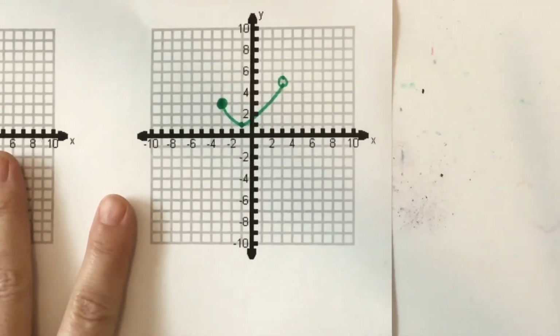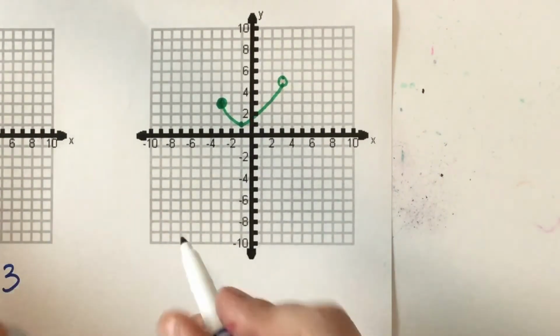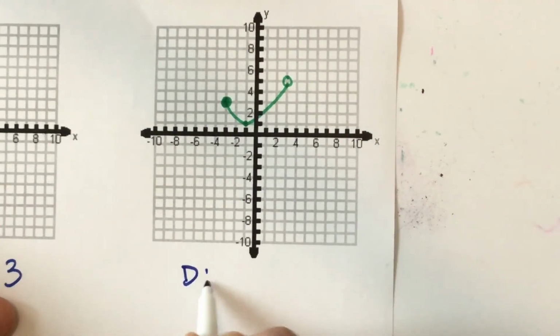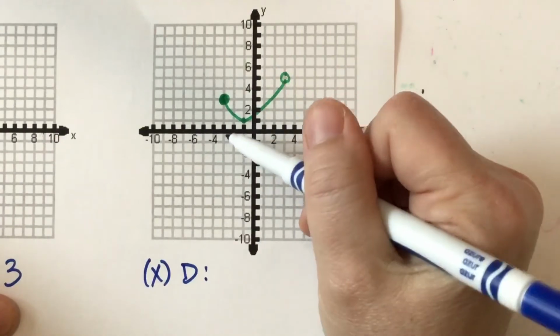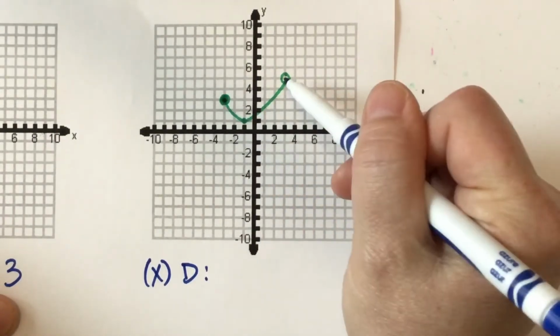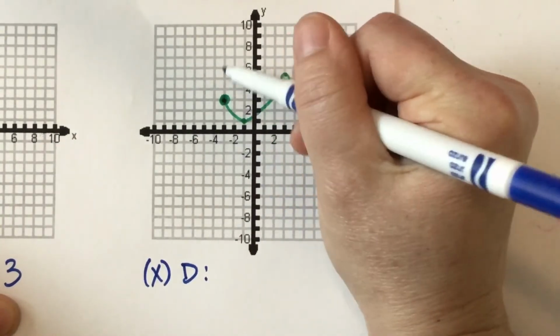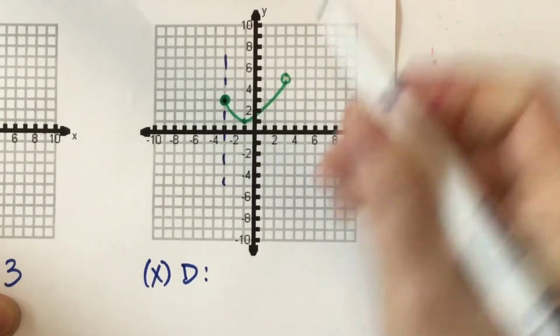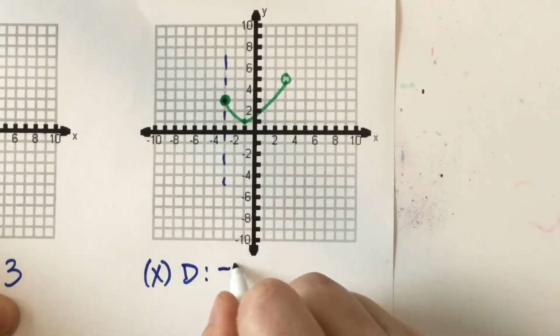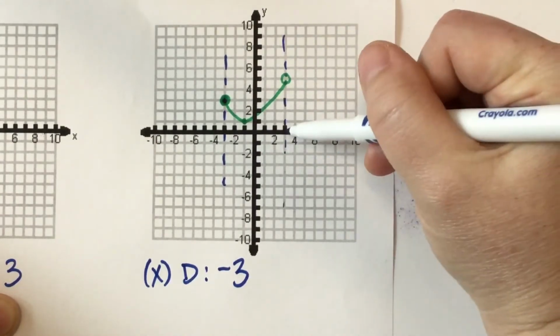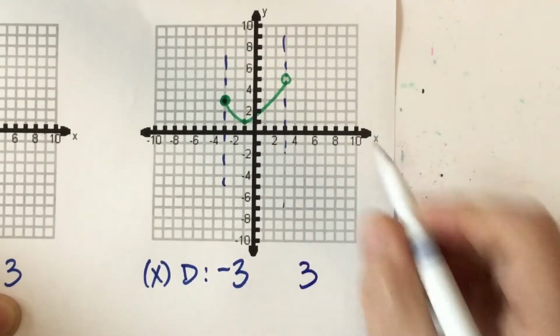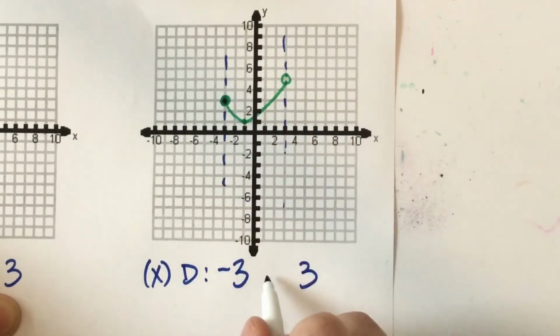All right, so to remind you, domain are x's, and x's are left and right. Now, because there's no arrows, that means there will be a farthest left and a farthest right. So my farthest left x is here at -3. My farthest right x is here at +3. And it's all the x's in between.